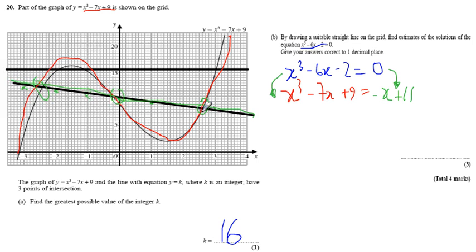So what are those x values? Well, that looks like about 2.6, that's about minus 0.2, and that's about minus 2.4, something like that. Remember, we're writing down the x values, and that's the solution.